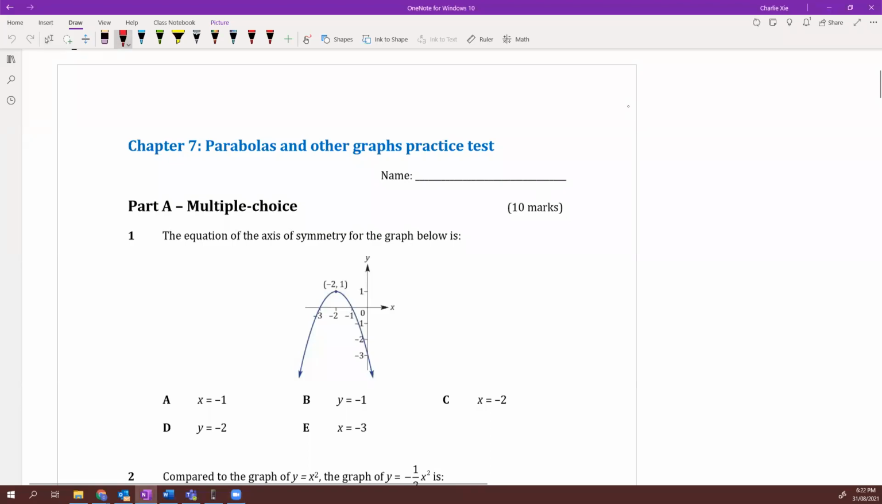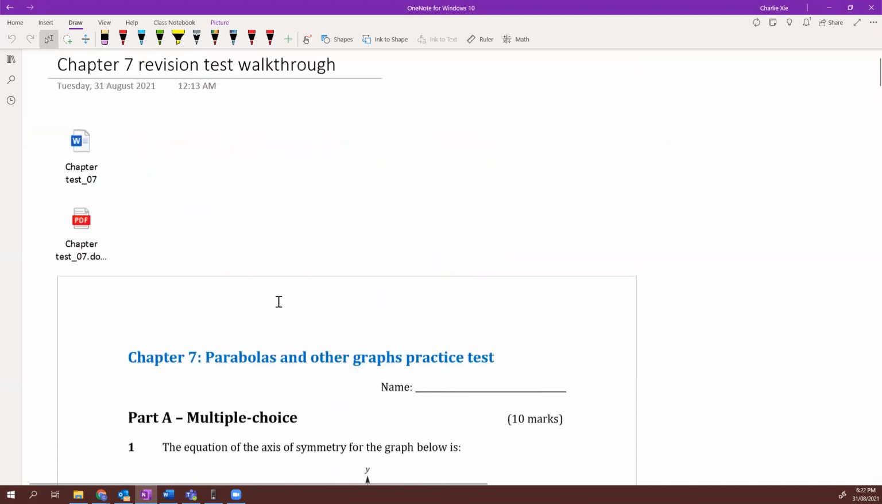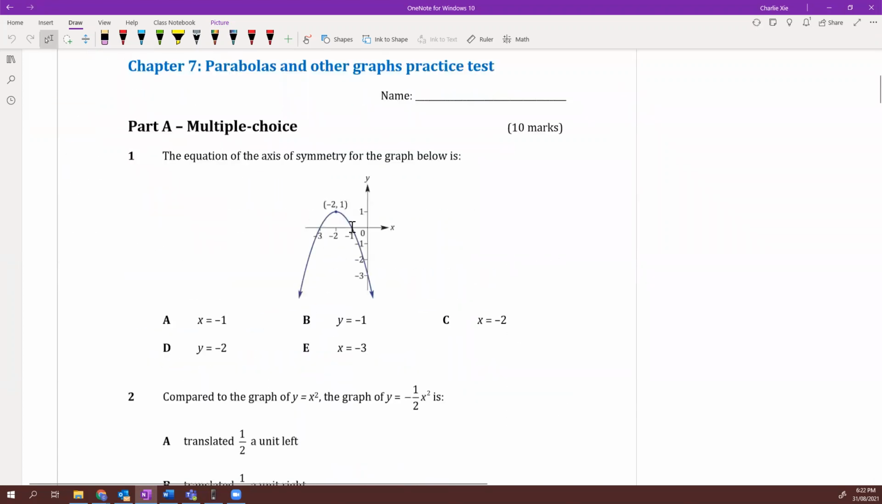Hi guys, today we're gonna do a walkthrough for chapter 7, parabolas and other graphs. And this is your revision test. For your multiple choice questions, as always, in your method, feel free to use your calculator. So I'm gonna teach you how to use both calculator and do it by hand, just in case some of you don't have your Casio ClassPad calculator.